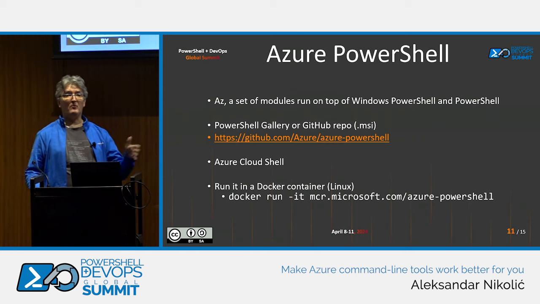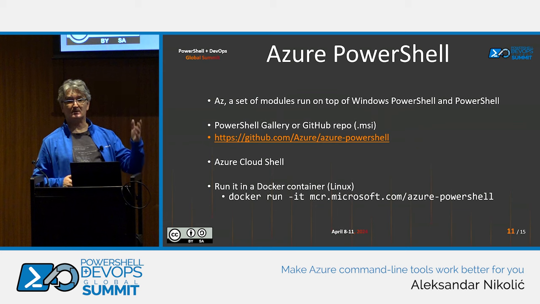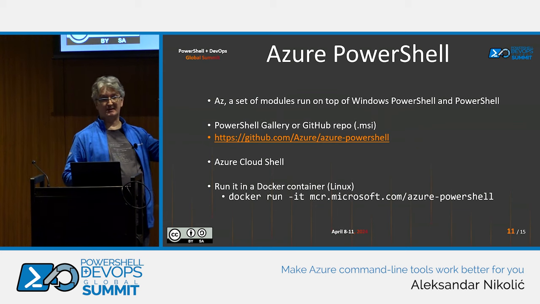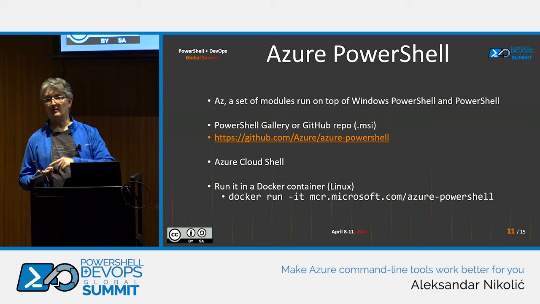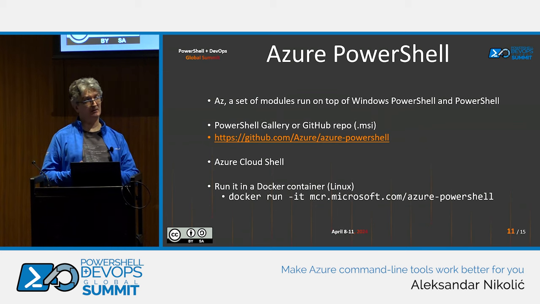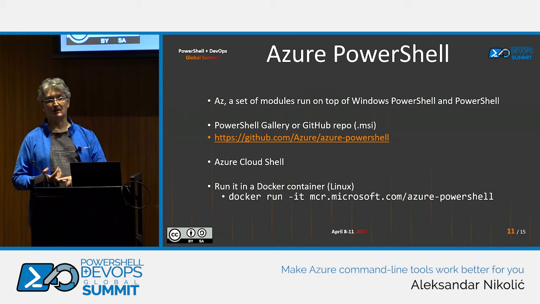The home of Azure PowerShell is on GitHub. It's an open source project, so everything that you need is there. This is where you go when you have a problem. This is where you go if you can fix a problem for them as well. This is where you go to see what's happening with the release notes and how things are going.